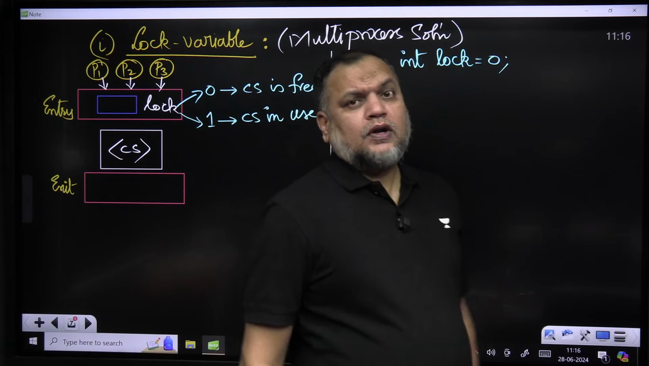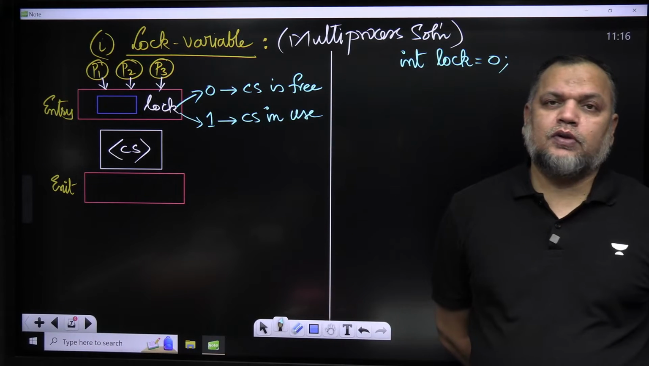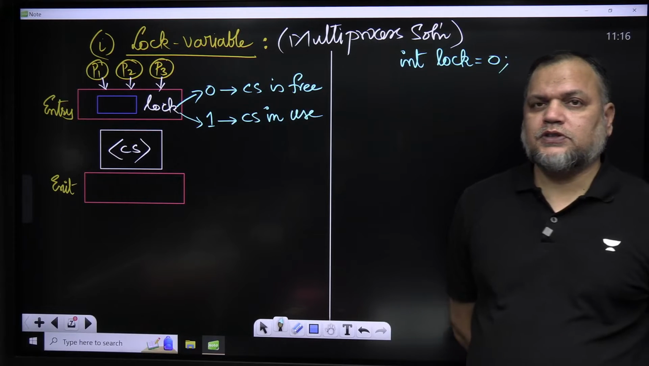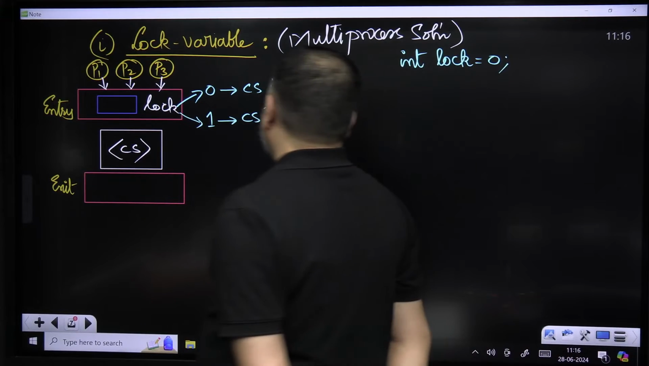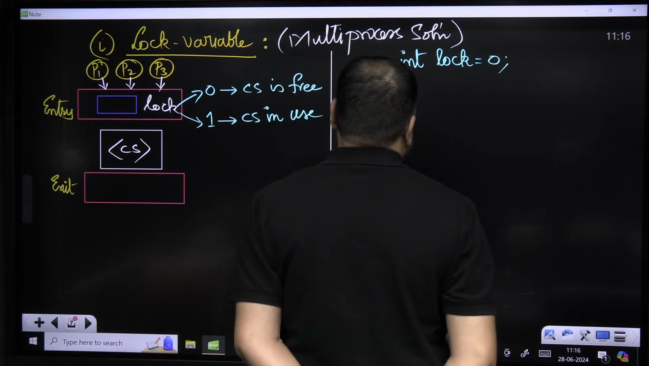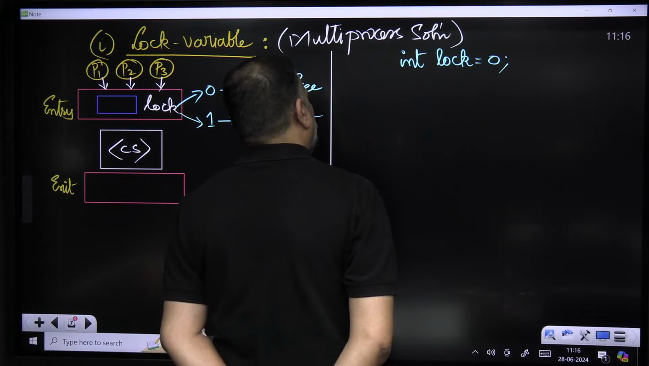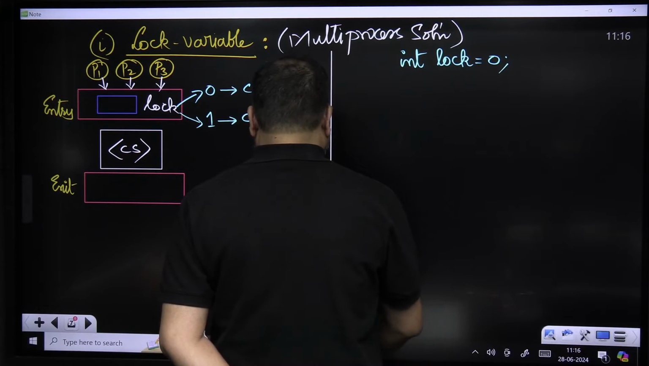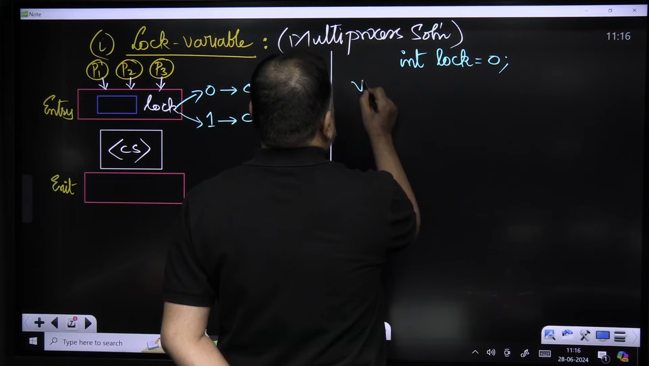So if lock is 1, nobody can enter the critical section. That is absolutely wrong. Lock must be 0. Now after this, we will have to write the code of the entry section and exit section, or we can write the code in the form of the whole process as such. So I will write the whole process.